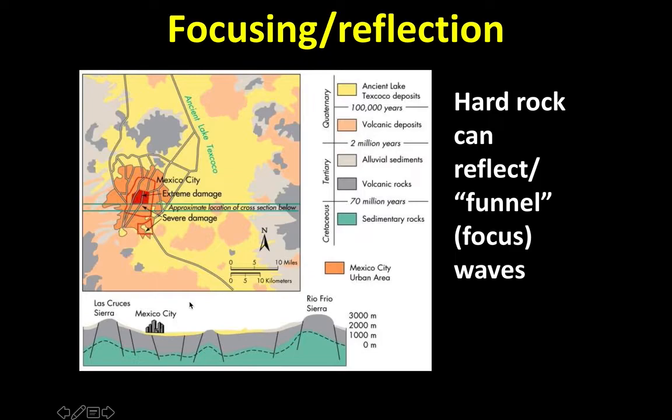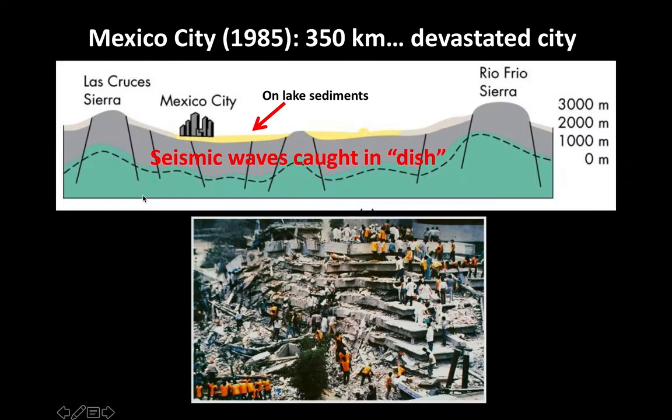And this has really happened. Mexico City, there was a major earthquake in the 1980s. The actual epicenter was 350 kilometers away, which should not have caused really any damage at all, by that distance. It was a pretty big earthquake, but nowhere near big enough to cause this kind of damage.